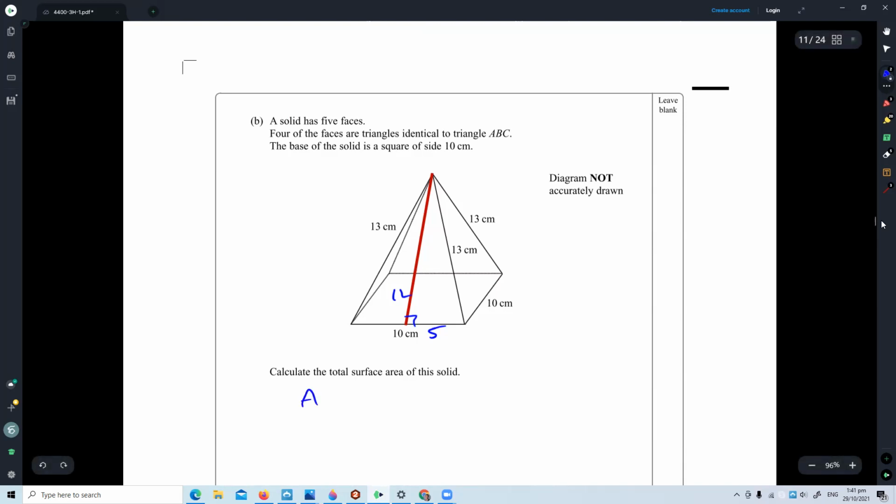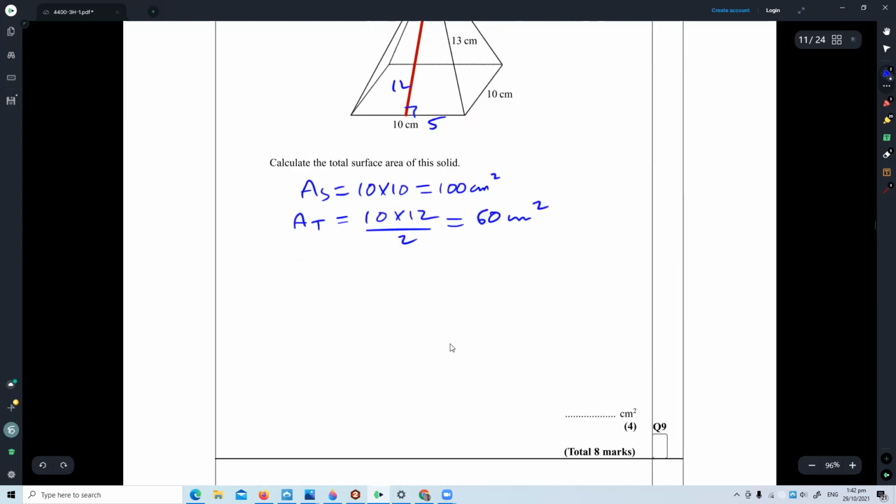So the area of the square is 10 times 10, which is 100 cm squared. And then the area of the triangle, well, you can say it's base times height divided by 2. So the base is 10, the height is 12, divided by 2. So that's the same as 10 times 6, which is 60 cm squared. Now, how many triangles do we have? Oh, well, we have 4.